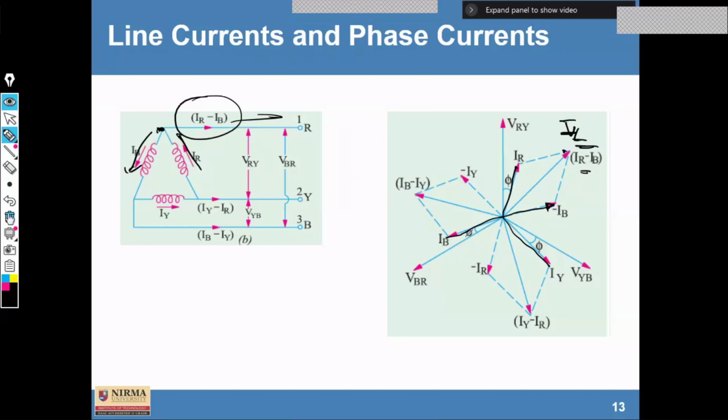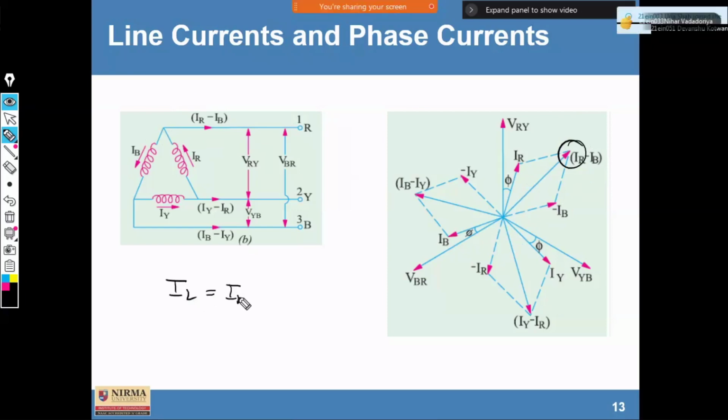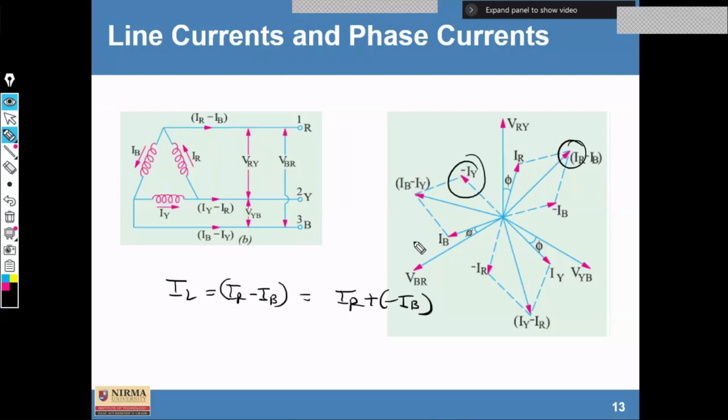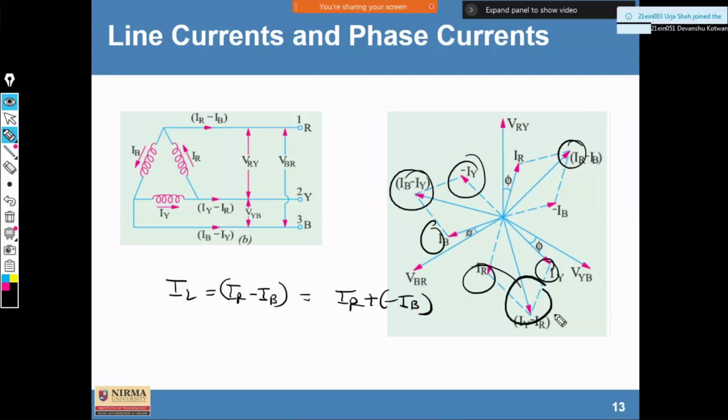Okay, fine. So here also we can write an expression of IL. IL is IR minus IB also, which is equal to IR plus minus IB. And similarly, you can write it for this case also, and similarly for this case also. Agreed?